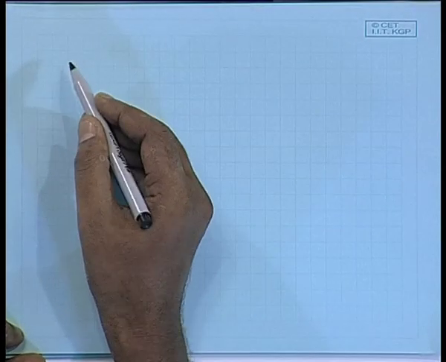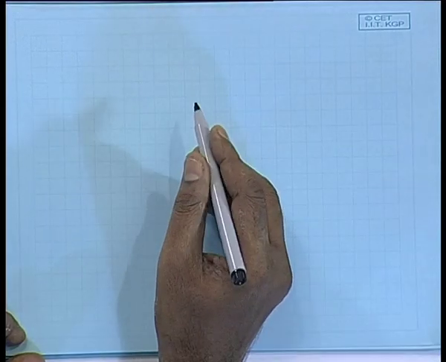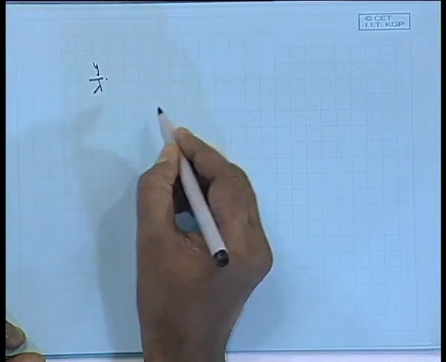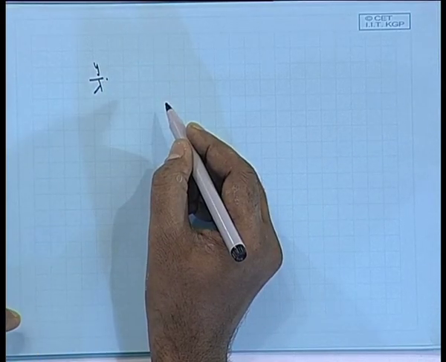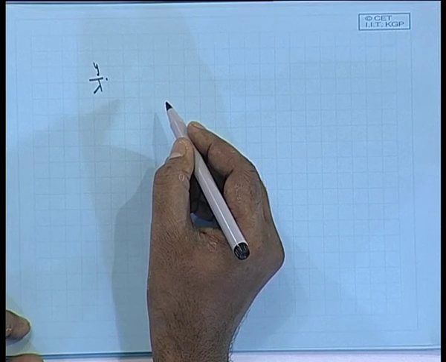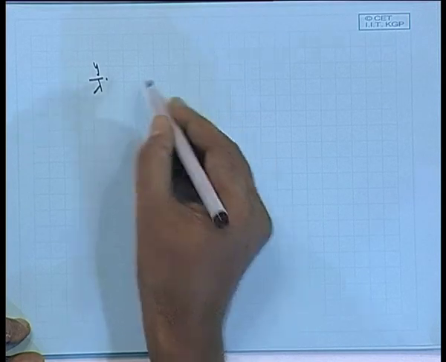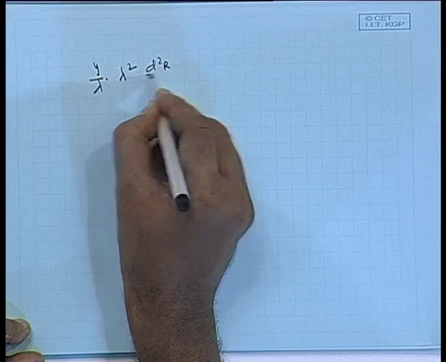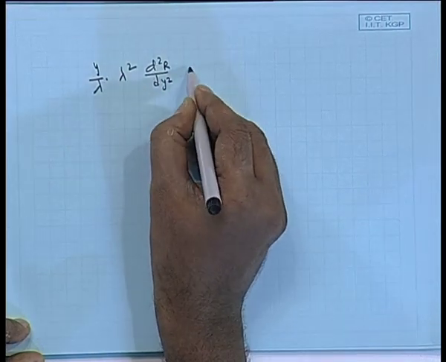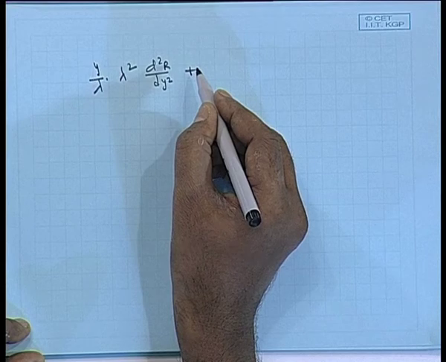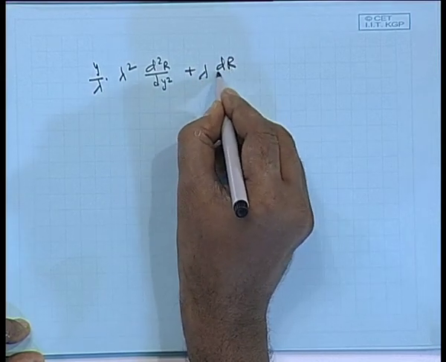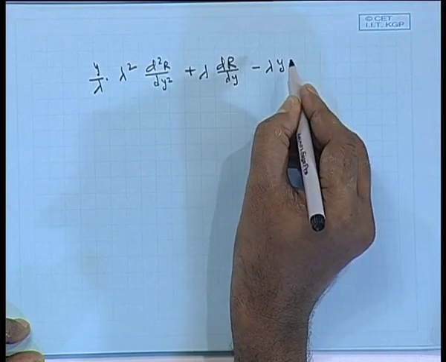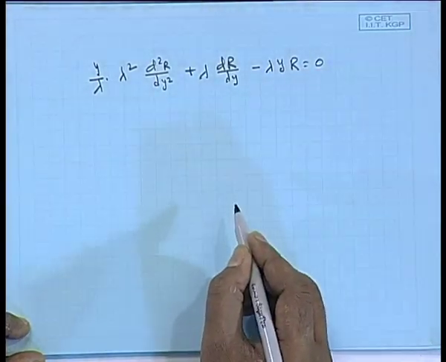So, let us say small r is nothing but y by lambda, that is the first term. Then d2R/dr square is lambda square d2R/dy square, plus dR/dr is nothing but lambda dR/dy, minus lambda y R is equal to 0, right.